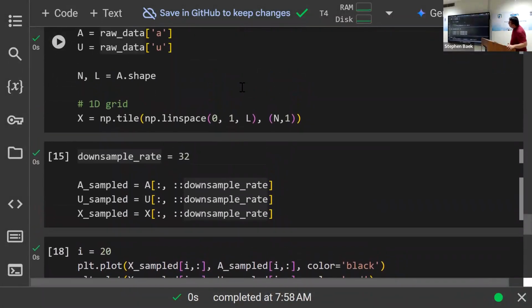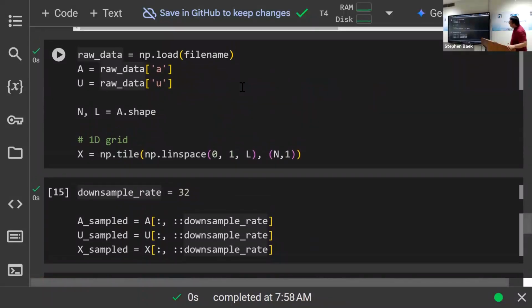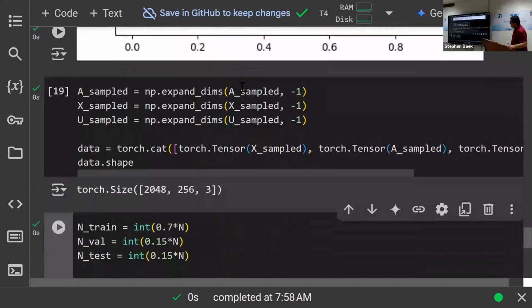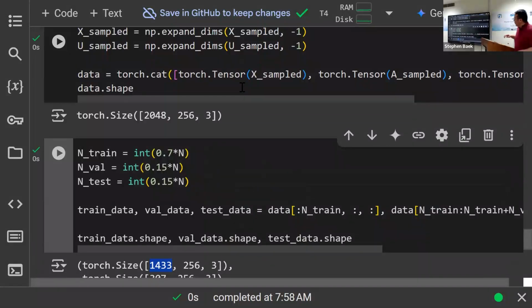Oh yeah, sorry. X is the position vector. So yeah, we have 3 channels. The first channel is the position X. The second channel is the initial condition. The third channel is the fluid configuration after certain time t. So the first 2 channels are going to be the input to our neural network. The last channel is going to be the output prediction.